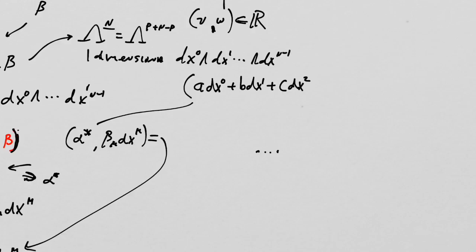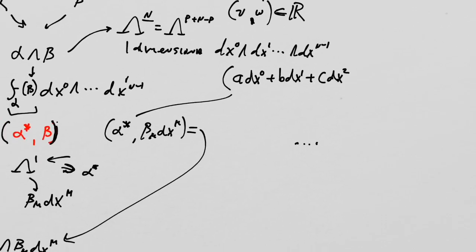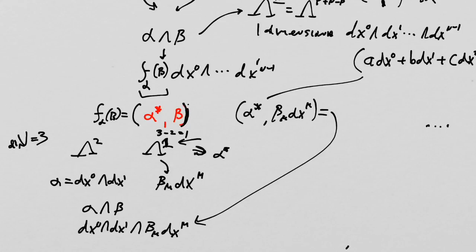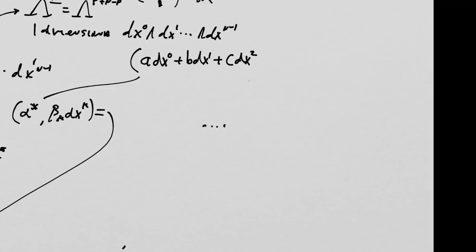So that, and the reason that's important is because this has to be a P form, and this has to be an N minus P form. So in order for this to be an N minus P form, I need to have 3 minus 2 equals 1, right? So that's where this 1 comes from. So there is your arbitrary 1 form, and this thing here is alpha Hodge dual.